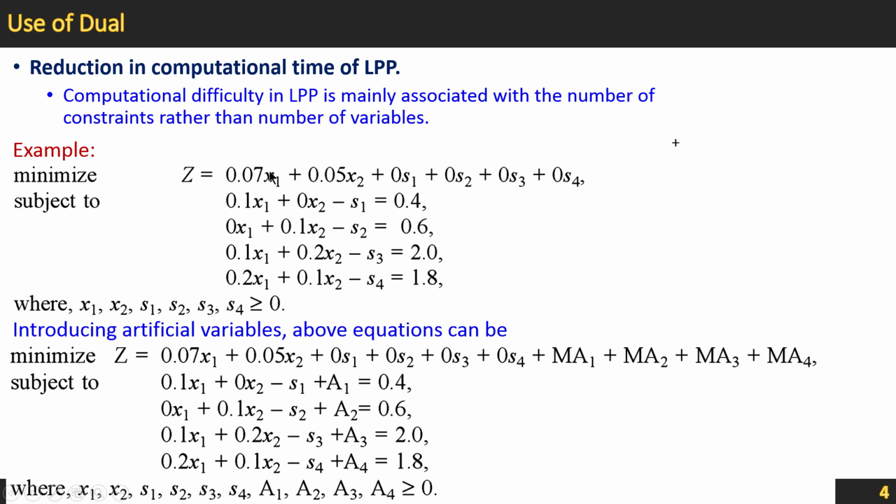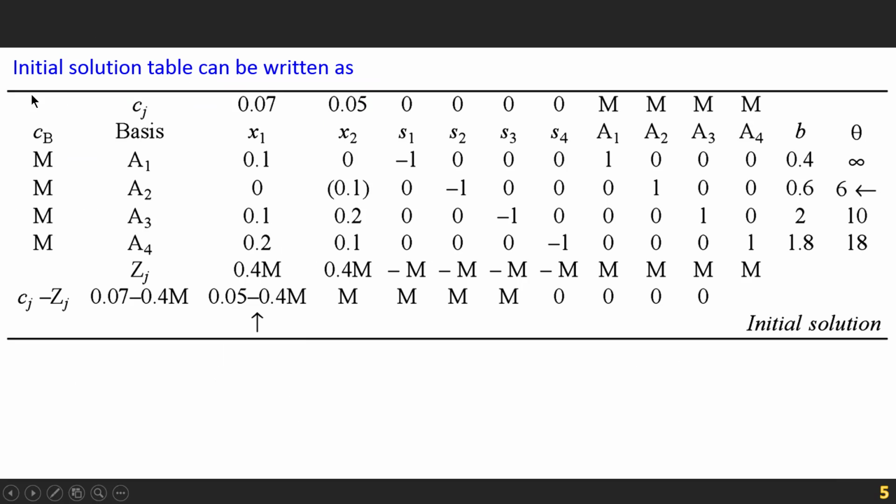So we have only two decision variables. Now because surplus variables are there, we have to include artificial variables. So we have to add 4 artificial variables here. Now you can see how big it is. When you find the initial solution table, this is how it looks, and after that you have to do the iterations one by one, correct?